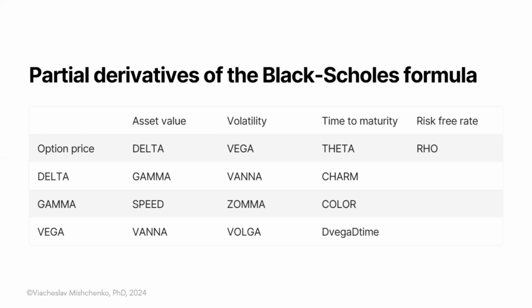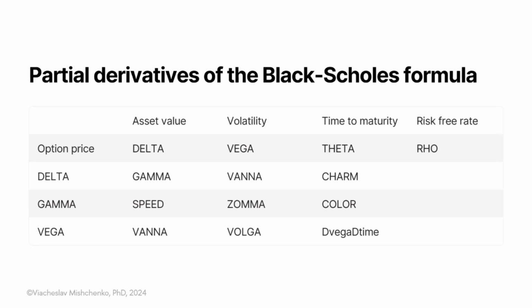This slide may look intimidating, but it's actually a gold mine of information. What we are looking at are the partial derivatives of the Black-Scholes formula. In other words, the Greeks we discussed earlier. Each box in this grid represents how the option price or one of the Greeks changes with respect to a change of one of the input variables. It's like a roadmap of option sensitivity.